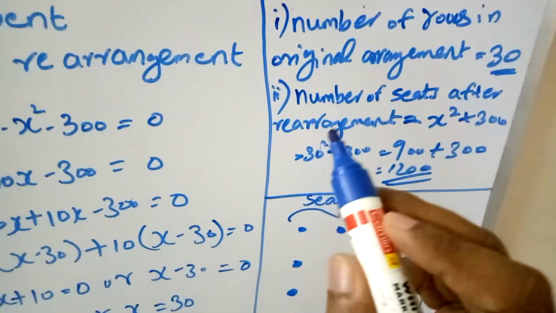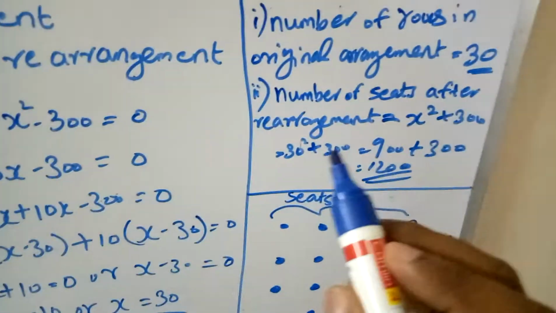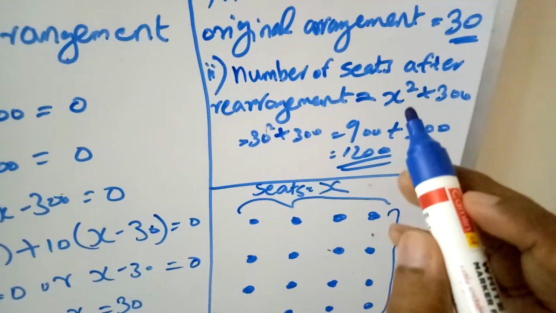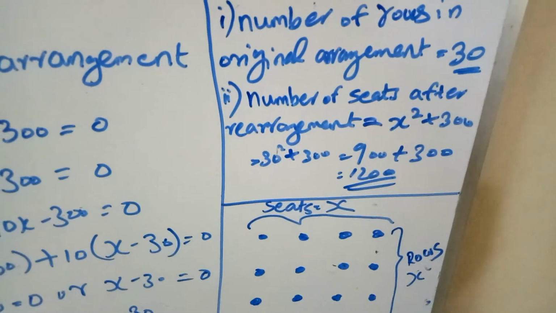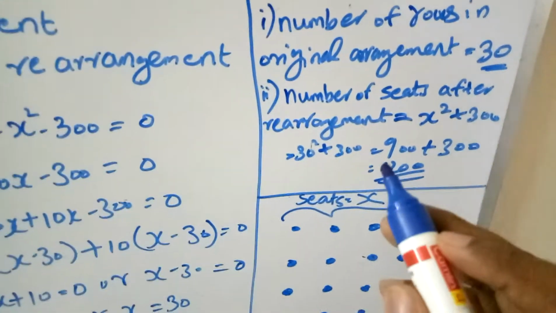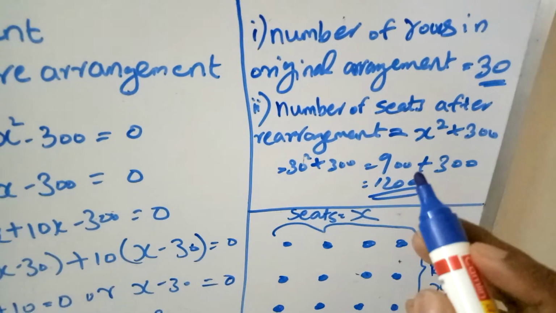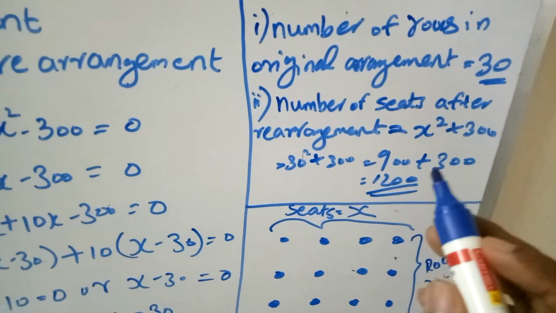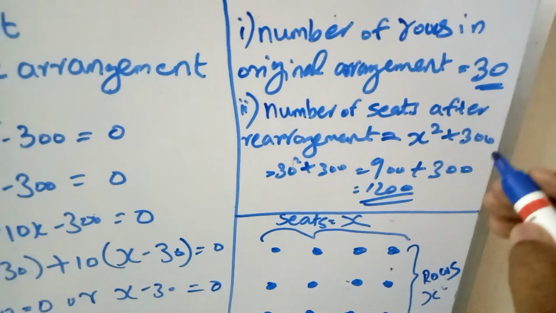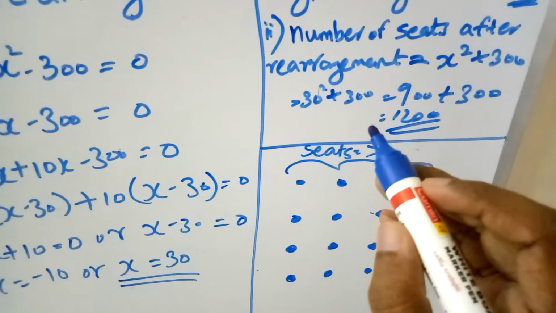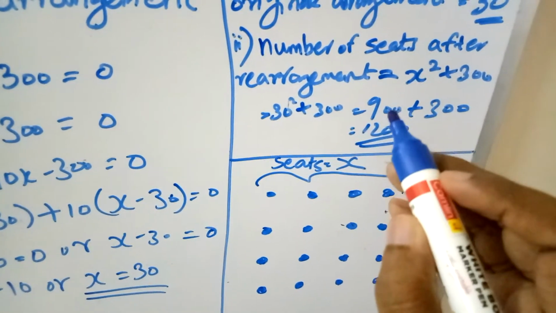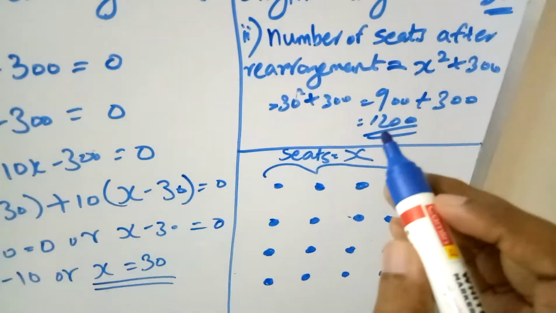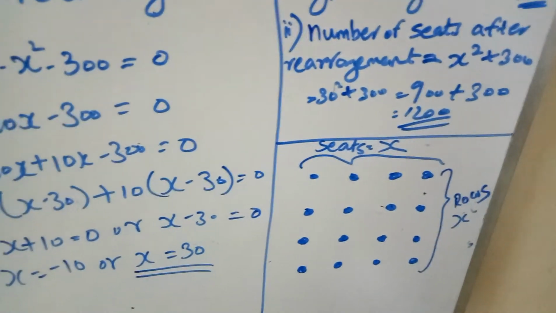Then the second question is the number of seats after rearrangement. That means x square plus 300, because it is given in the question that the total number of seats after rearrangement will be 300 more. That means x square plus 300, where x is 30. So 30 square plus 300: 30 square is 900, plus 300 equals 1200.